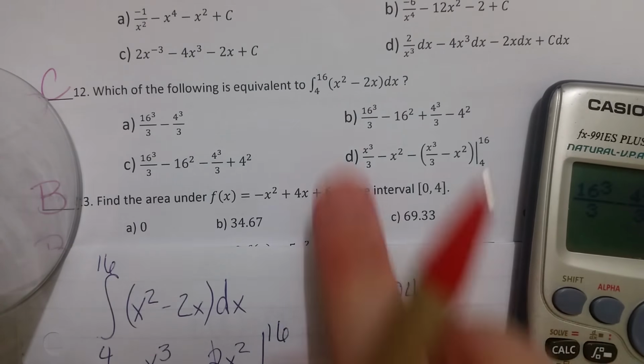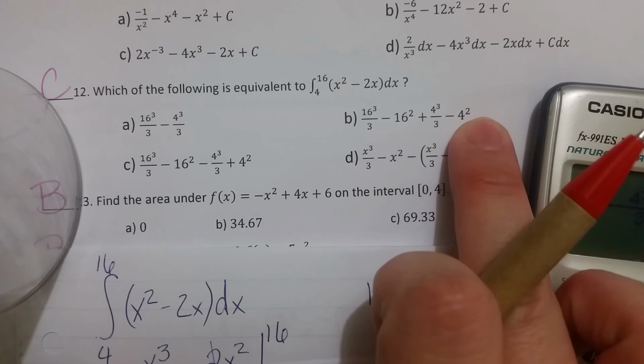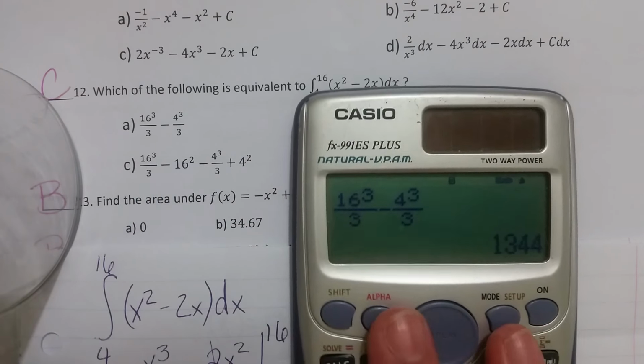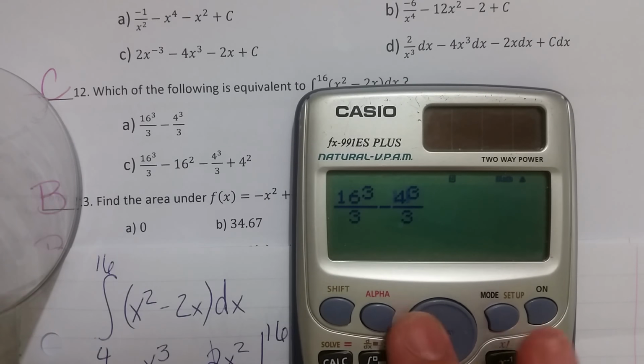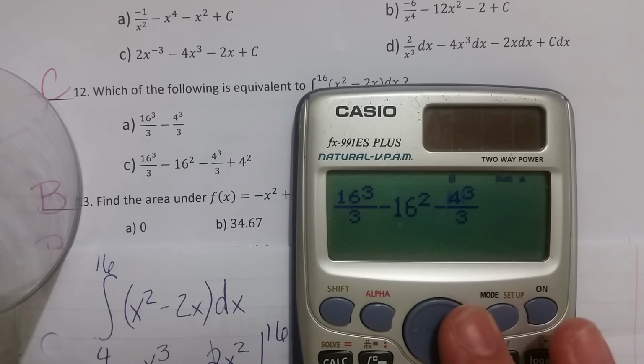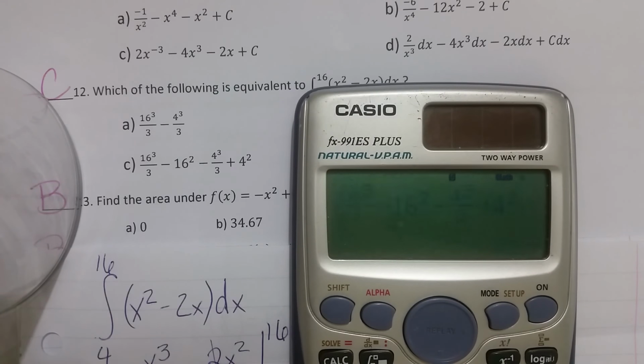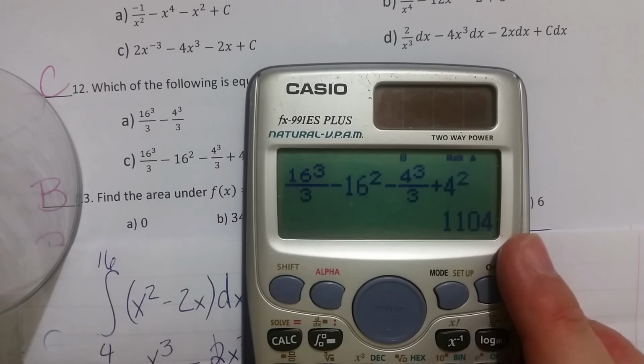Then, for example, you could plug this one in, and again, you would get that it's not the same. You could plug this one in, so minus 16 squared, and then plus 4 squared, and sure enough you get the 1104.